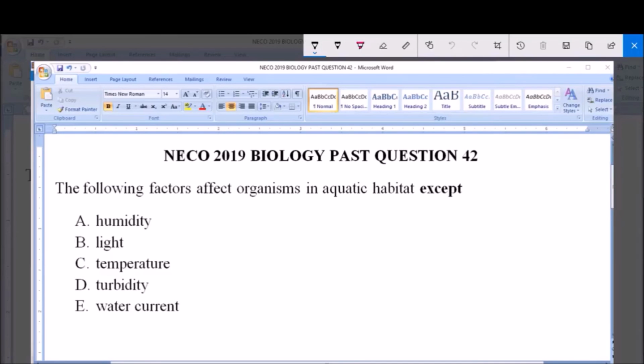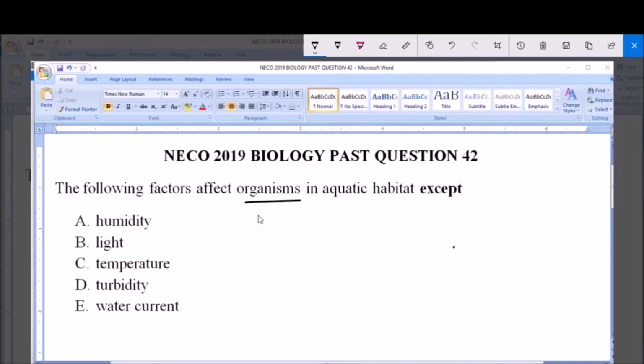I will be answering NECO 2019 Biology Past Question 42. The following factors affect organisms in aquatic habitats except A. Humidity, B. Light, C. Temperature, D. Turbidity, and E. Water current. So we have to pick an option which does not affect organisms in aquatic habitats.